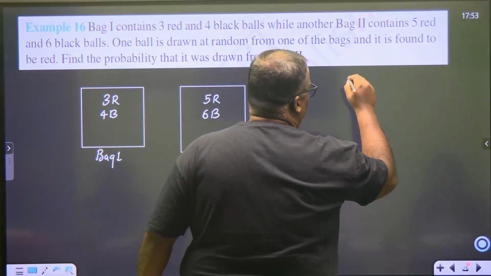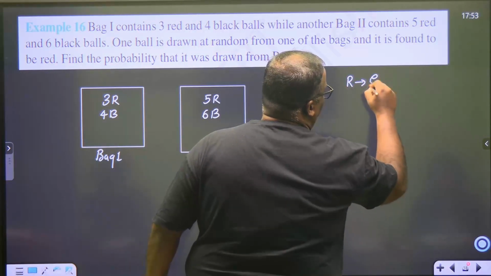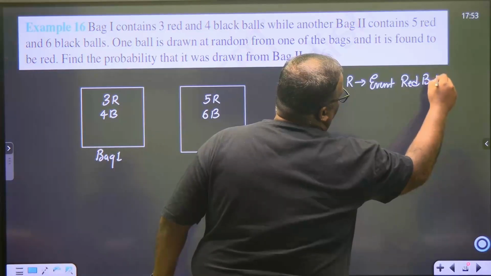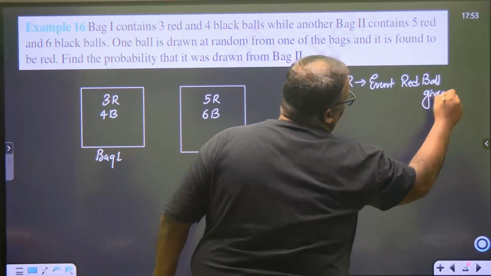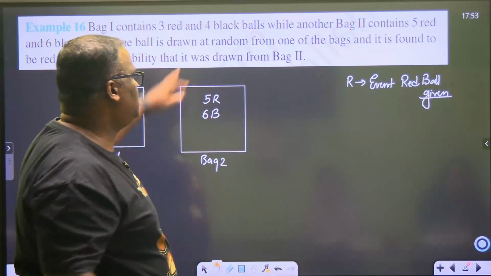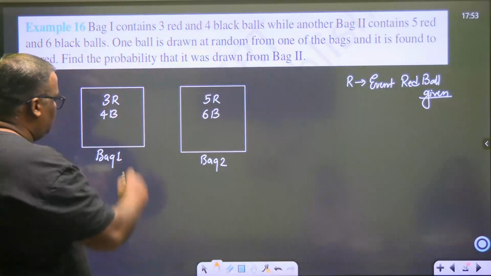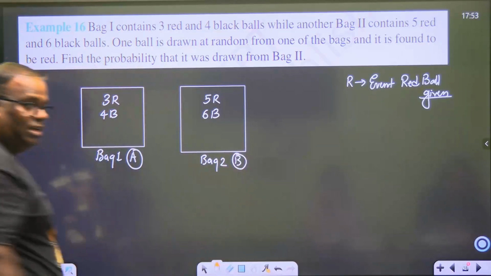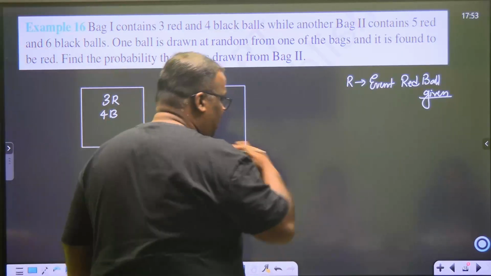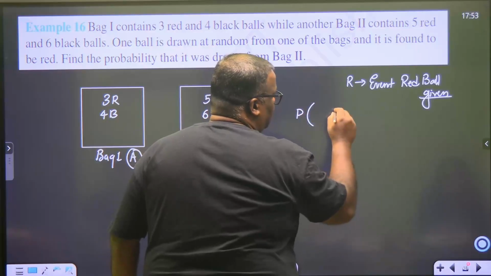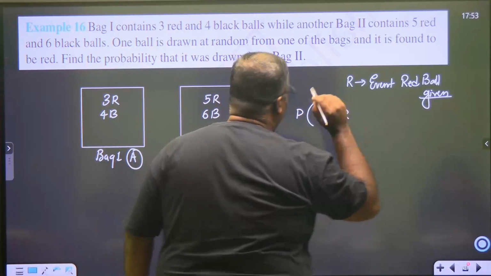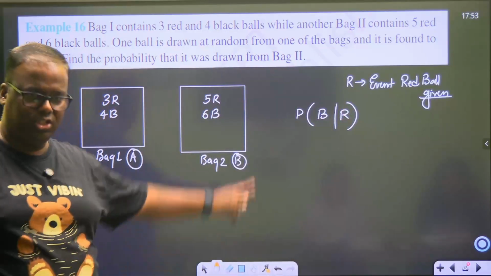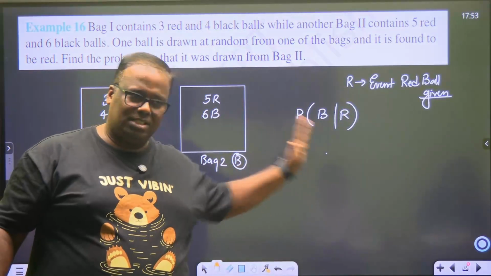Say R is the event for a red ball, and this is the given event. This has already happened. What is the probability it was picked from bag 2? So we name this bag as event A and this bag as event B. Fine, right? We are trying to find out that since a red ball has already come, what is the probability that you have picked it up from bag B? Conditional probability. Is this much understood or not?